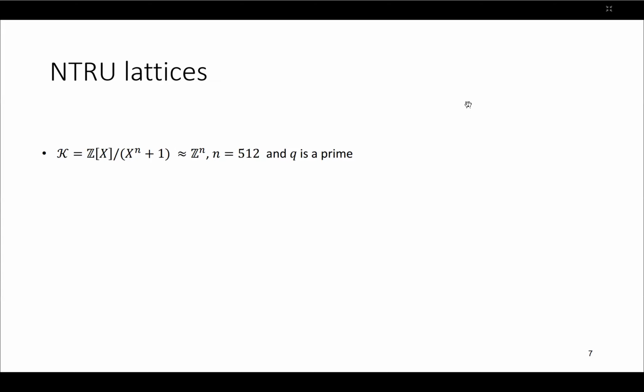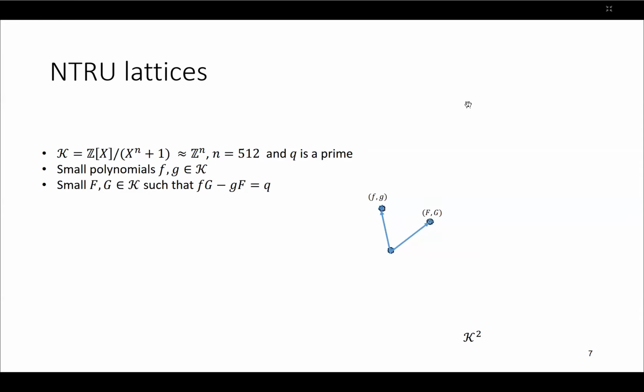The construction is based on a special ring. For example, this ring is one of the 2 rings used in Falcon, and we also need a large enough prime for the modulus, a large q. We are then interested in small polynomials, which means polynomials with small coefficients. So we obtain first a small vector f, g in K2. Then we are interested in small solutions of the NTRU equation, thus obtaining the second short vector F, G in K2.